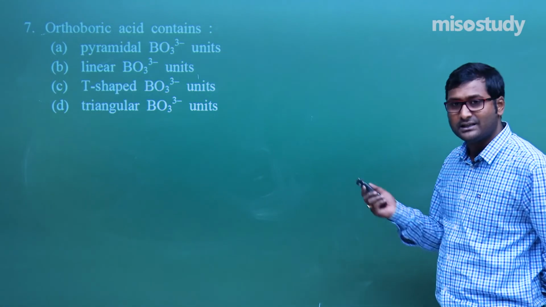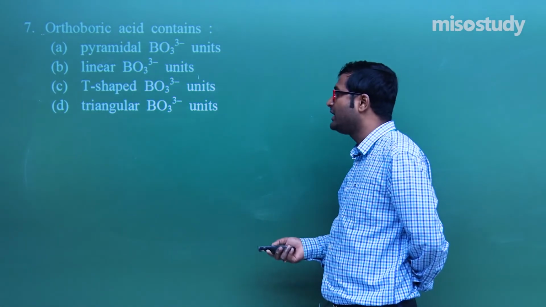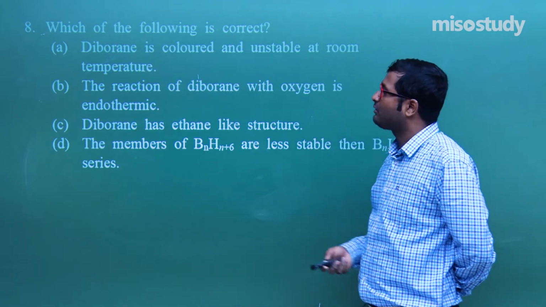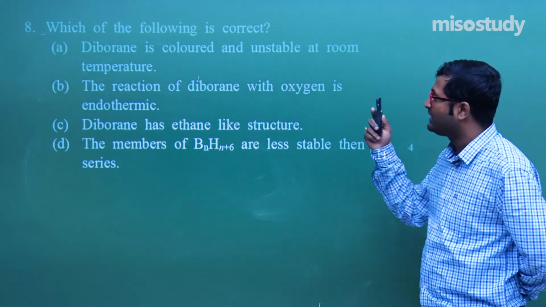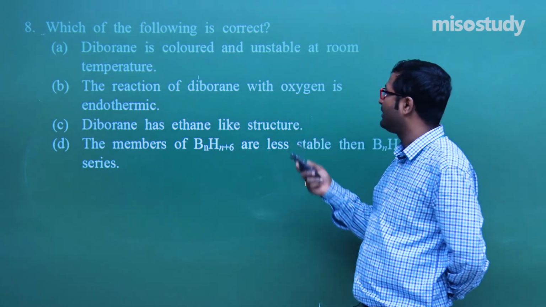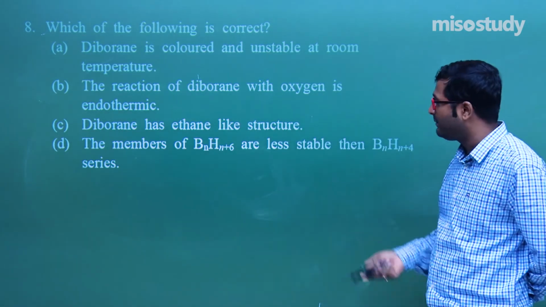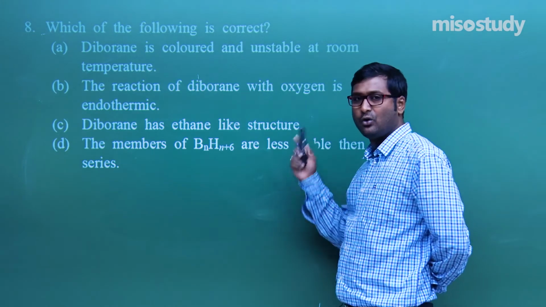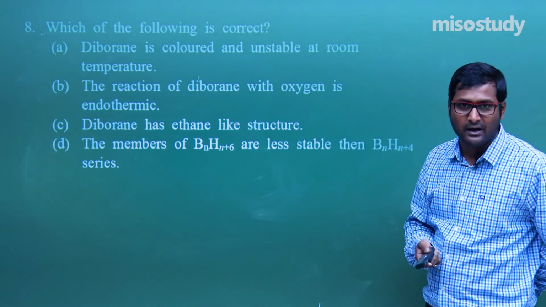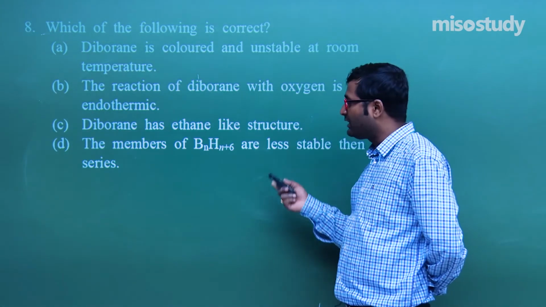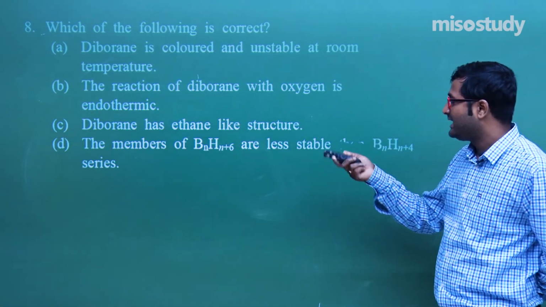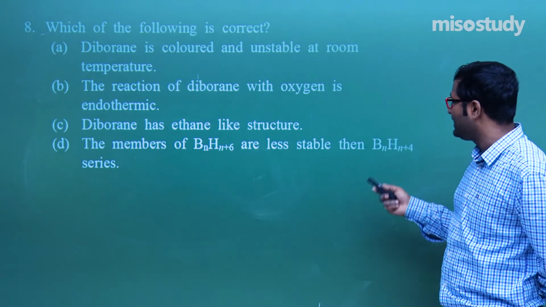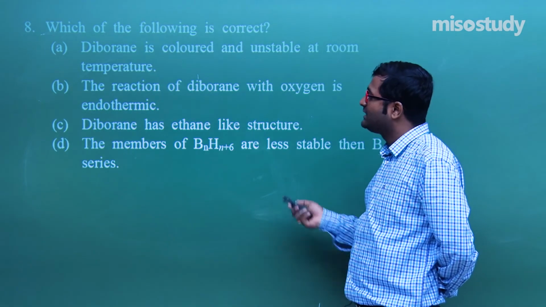Now, orthoboric acid contains, as we know, triangular BO3 3 minus. For the question, which of the following is correct? Diborane is colored? No, diborane is colorless. We know the reaction of diborane and oxygen is exothermic, not endothermic. Diborane has an ethane-like structure? No, it is an electron deficient compound with banana bonding or bridge bonding. This one is the correct option. The members of the BnHn+6 series are less stable than the BnHn+4 series. Yes sir, this is the correct option.